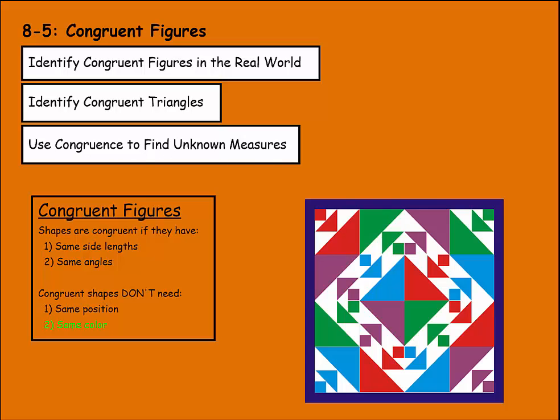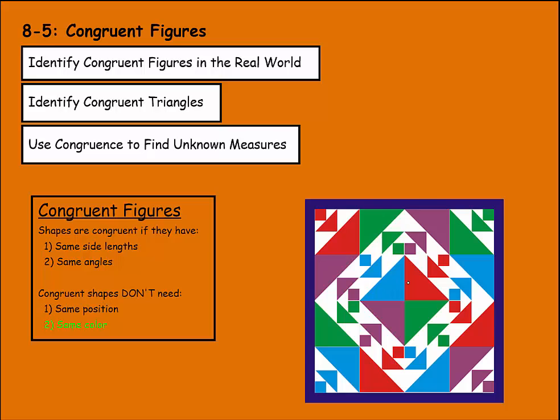First, let's learn what congruent figures are. Shapes are congruent if they have the same side lengths, meaning they're the same size, and also the same angles. So same size and same shape if you want to learn it that way. Congruent shapes don't need to be in the same position as each other, and they don't need to have the same color. For example, if we look over here.